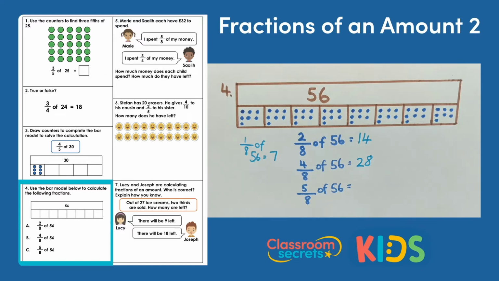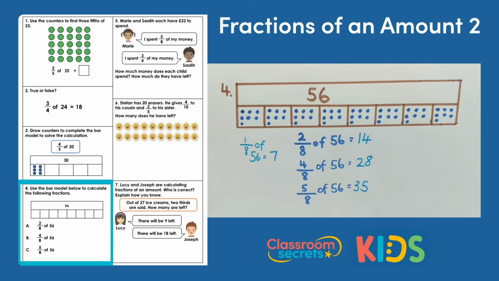So once again, I could choose 5 of these equal groups and count the total number of dots. However, this may take some time. So instead, what I'm going to do this time is, I know that 4/8 plus 1/8 equals 5/8. So I can just add 28 to 7. 28 add 7 makes 35.